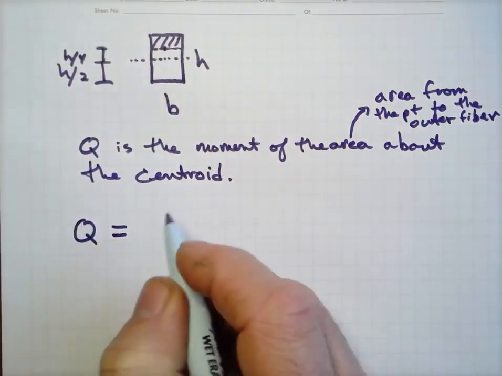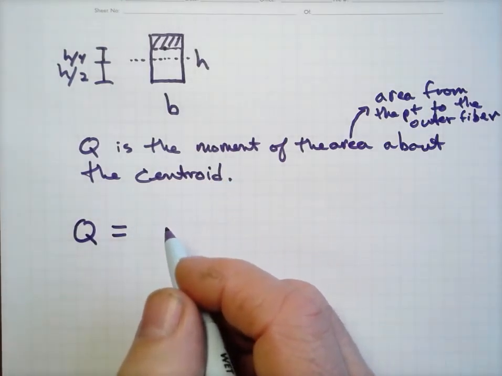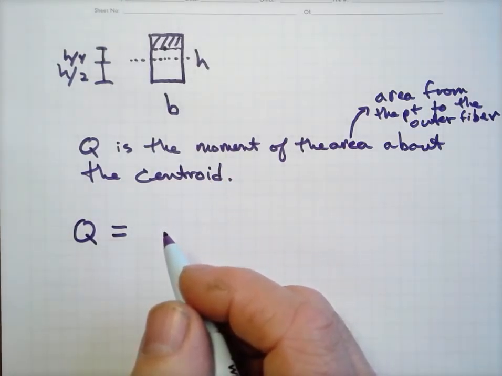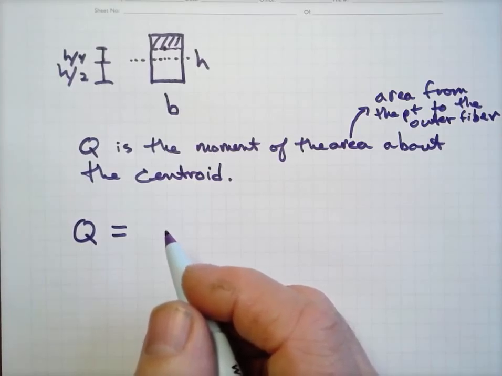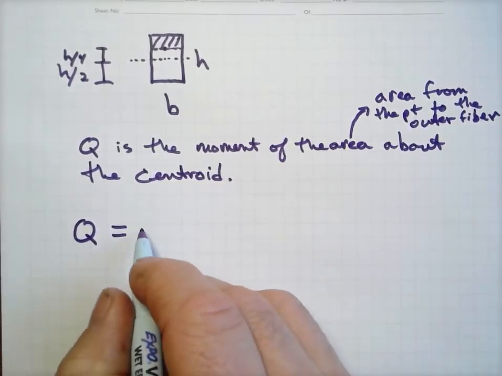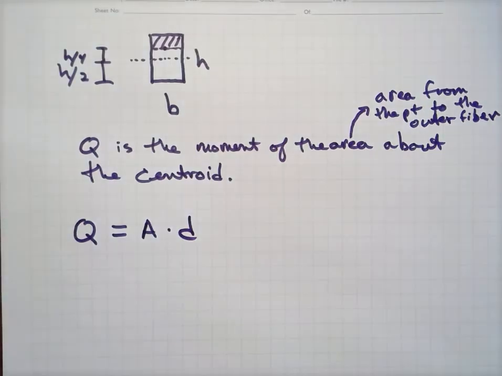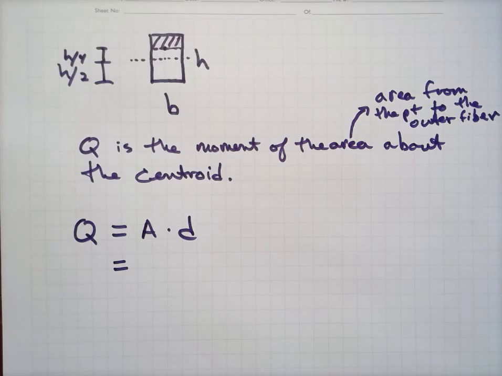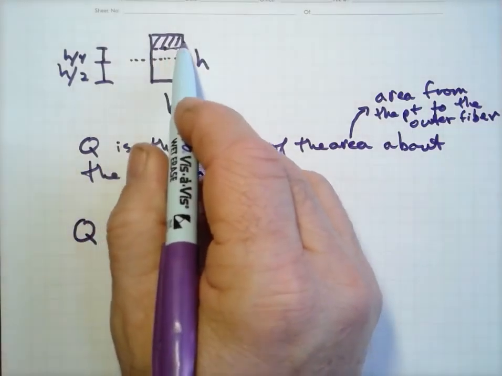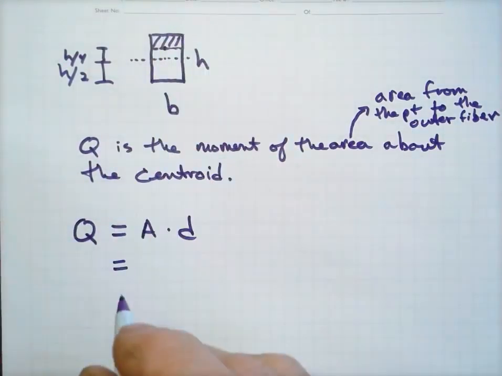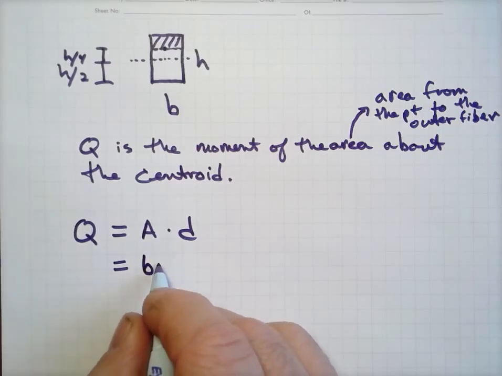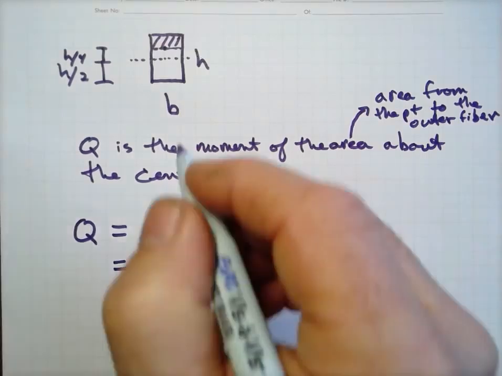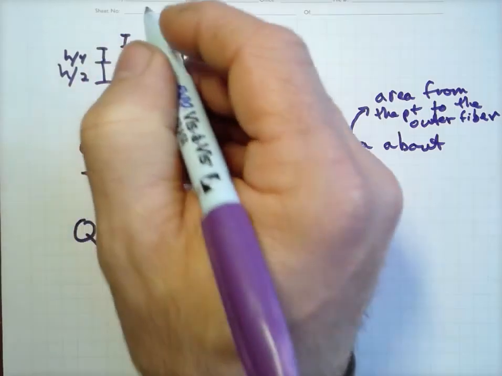So what do I mean by moment? It's not force times distance in this case, it's area times distance. So Q is area times distance. Well, for my example right there, what is the area? Well, area of a rectangle is base times height. The area from my point to the outer fiber has a base of B, and a height, what is this height? Of H over 4.